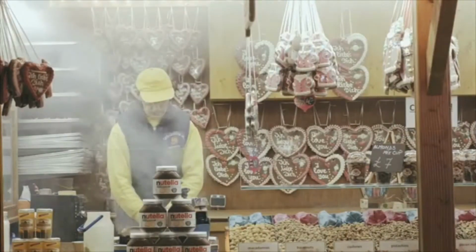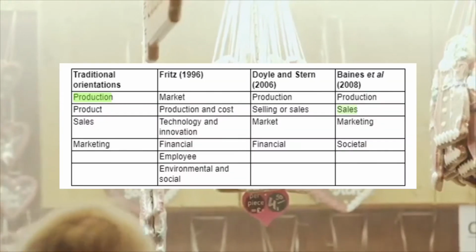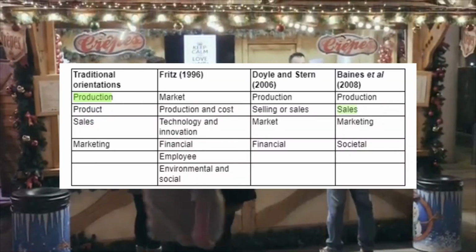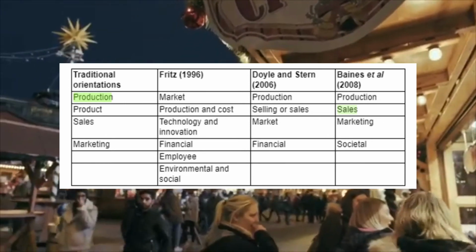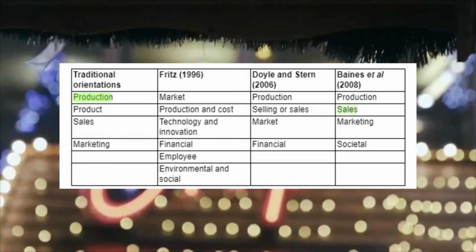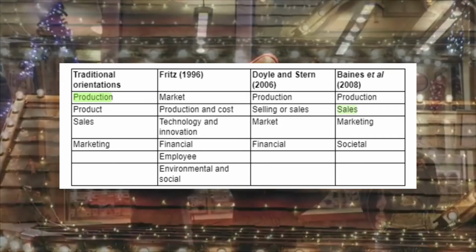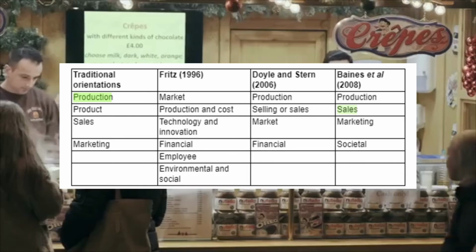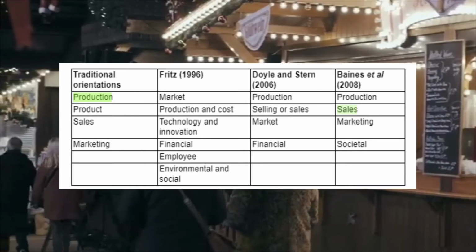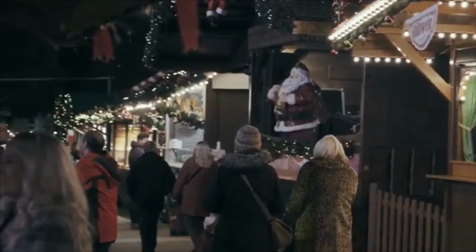Adding to the traditional orientations, we also have these. Here we can see Fritz identifies 6 orientations with employee, focused on employee participation, empowerment, co-determination, etc. Whereas environmental and social focuses on societal welfare and environmental protection.